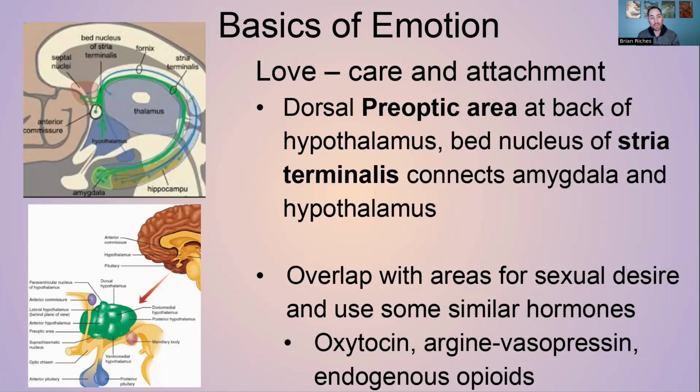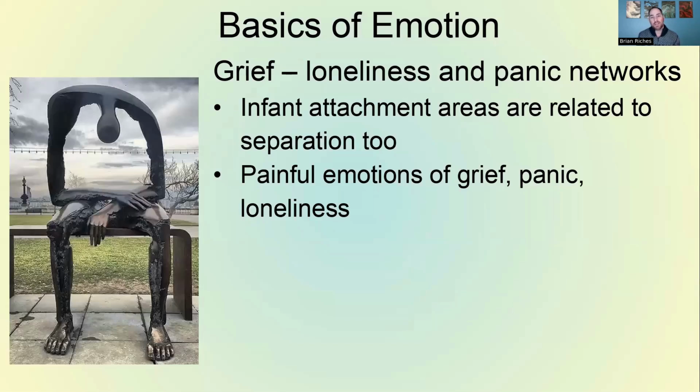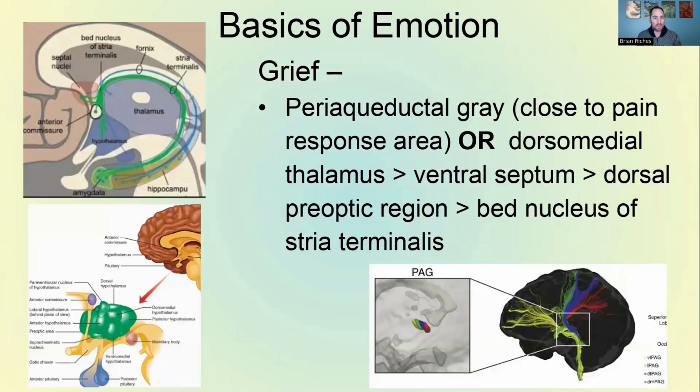All right, so another thing that we see is that this is kind of opposite of what we see in another basic emotion of grief. So this is connected to both loneliness and panic networks. So especially when we're looking at this in infants, we see that infant attachment is also related to separation. So if you're wanting that attachment and are separated as an infant, we see some of these systems activate. And also we see this in adults, some of these same systems with painful emotions of grief, panic, loneliness, if something's pulled away from you, right? That is when we see these systems active. But we see evidence of them very early on in life as well.